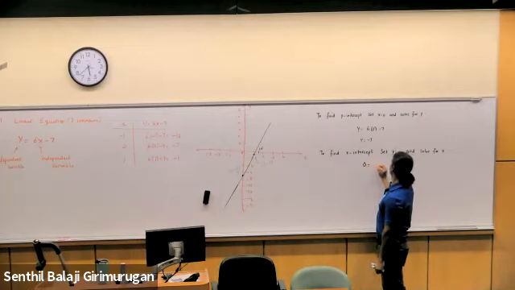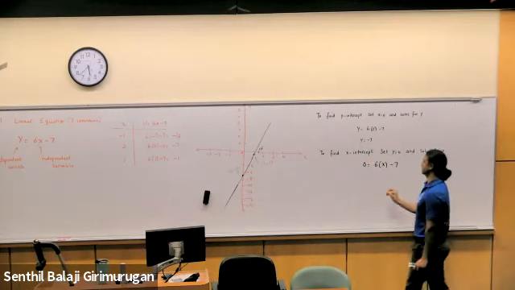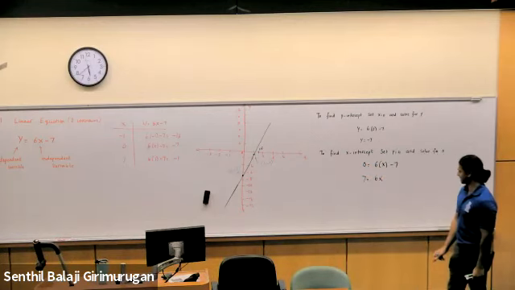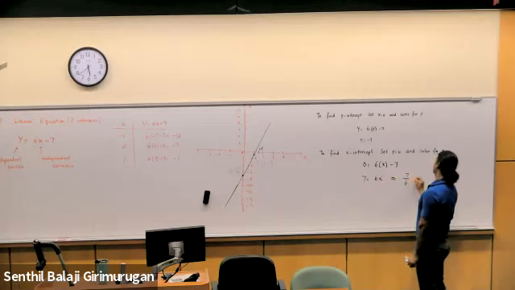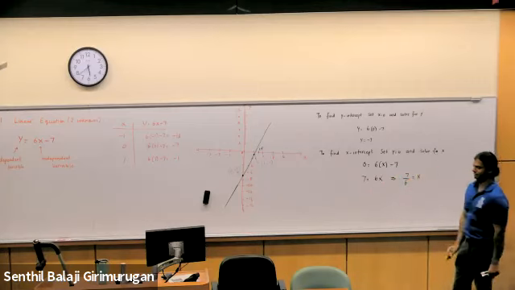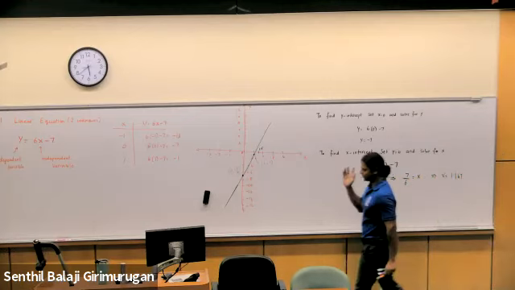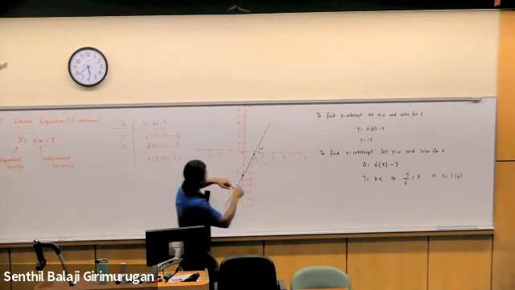So 0 would be equal to 6 times x minus 7. Minus 7 goes to the other side, you have plus 7. You get 6x. Divide by 6 on both sides. 7 over 6 would be equal to x. So x would be equal to 1.167. So Bobby got the closest answer.